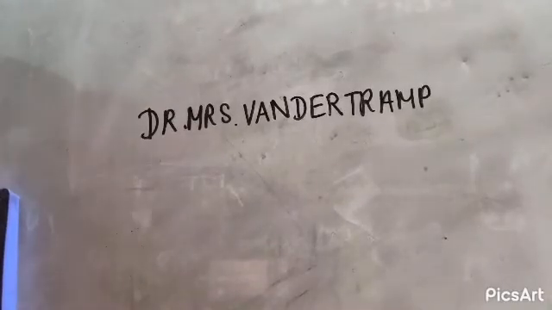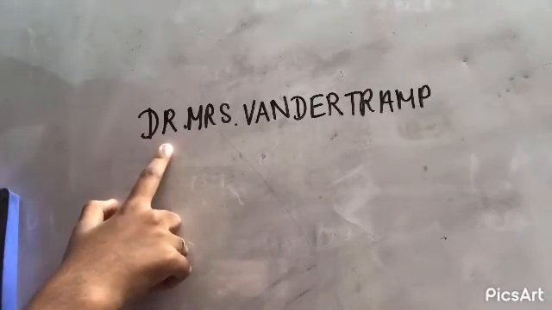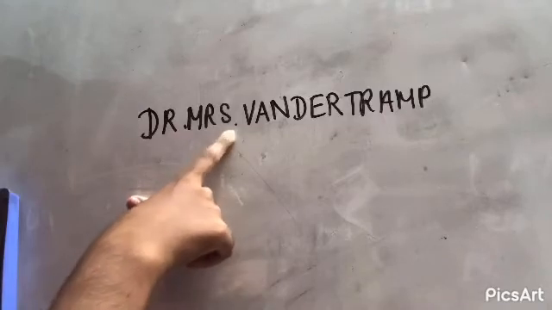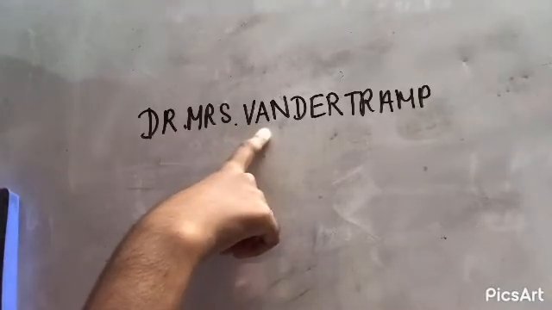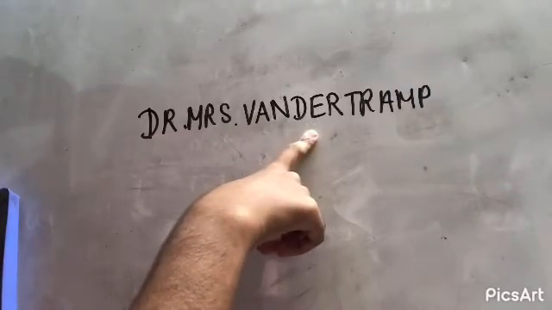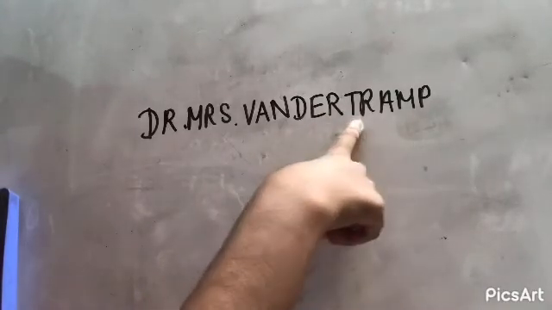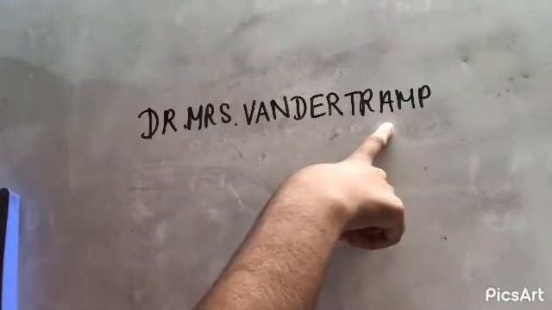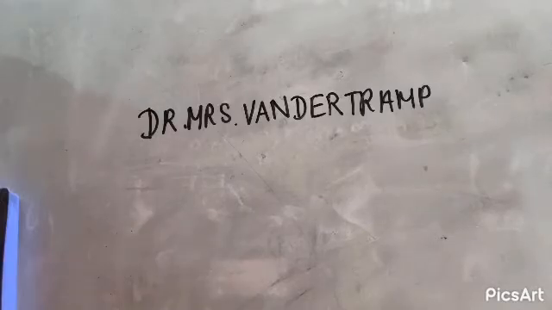So first, D stands for descendre. R stands for rentrer. M stands for monter. R stands for rester. S stands for sortir. V stands for venir. A stands for aller. N stands for naître. D again stands for devenir. E stands for entrer. R stands for revenir. T stands for tomber. R stands for retourner. A stands for arriver. M stands for mourir. And P stands for partir.